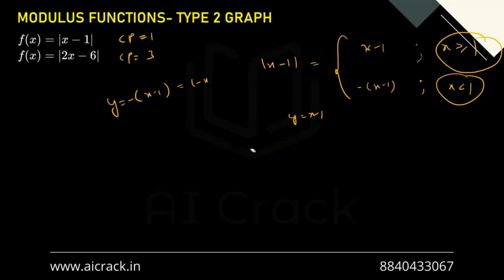Okay. And now if you want to plot the other graph, that is of modulus of 2x minus 6, we have a critical point at 3, right?